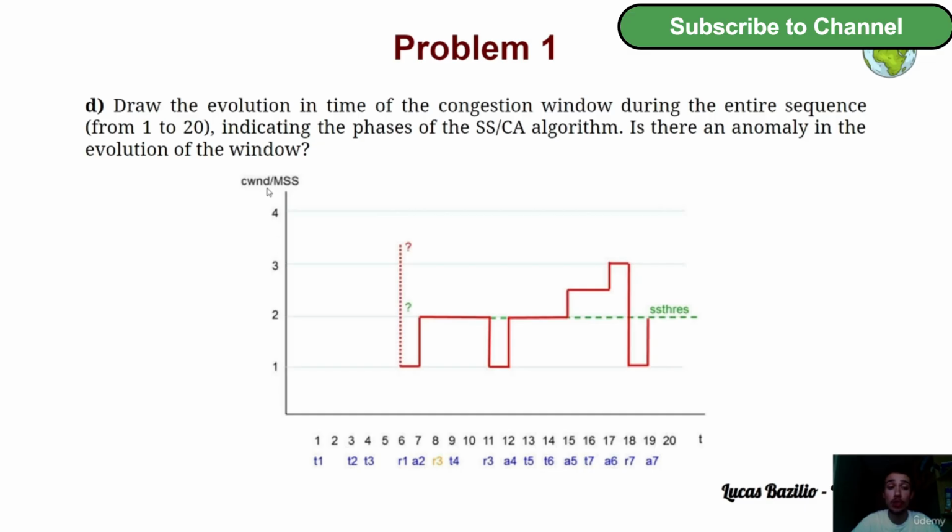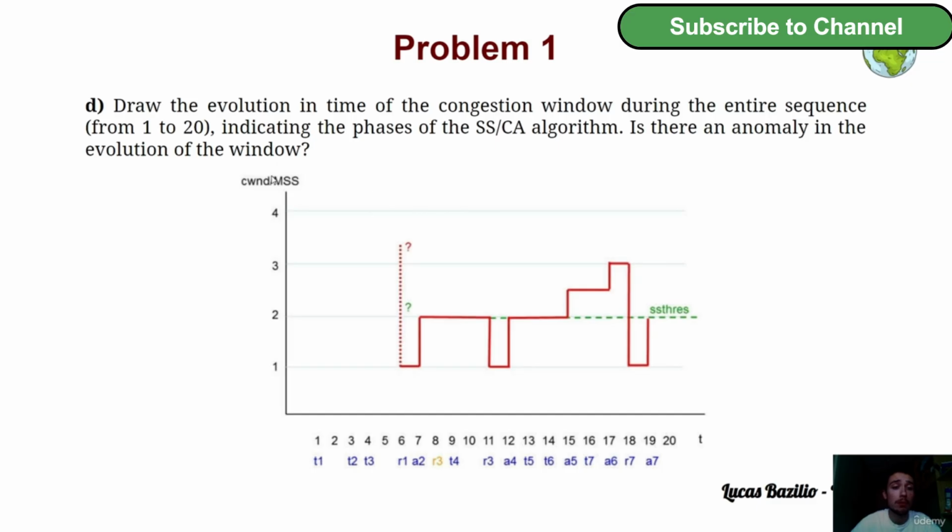We have the congestion window, but we divide the congestion window by the maximum segment size, so that as we do this division, we can work with natural values. Remember that the congestion window has a value in bytes. So we can even have very big values for the congestion window, but we don't want to work with very big values in this plot. We want a very easy visual representation.